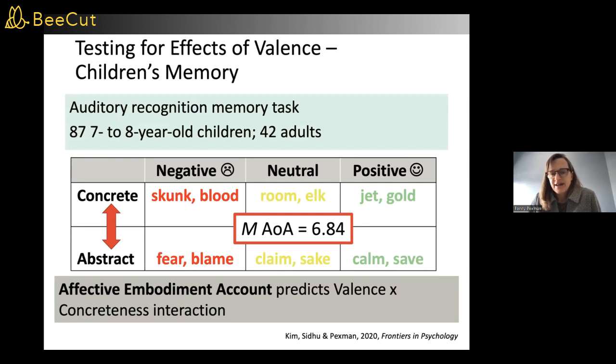And remember the affective embodiment account, that's what we're testing in this particular study. The prediction of that account is emotional grounding for abstract meaning. And so if that's the case, what we would predict is an interaction of valence and concreteness. So if valence influences children's memory, it should do so particularly for abstract words, and less so for concrete words.